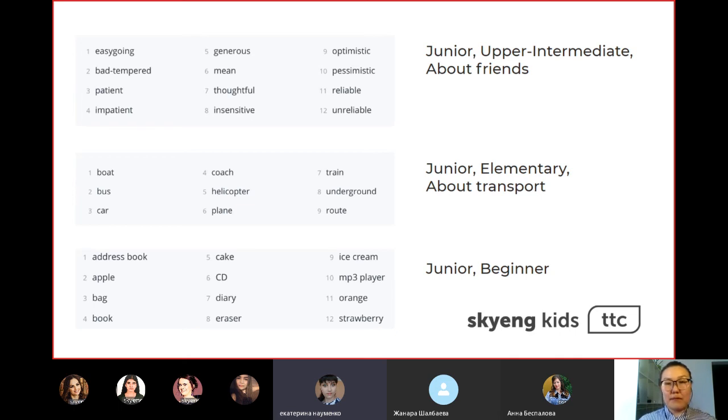So let's put the words into the right column: land transport, air transport, water transport, and so on. Then listen to the dialogue and note which transport they use during the travel. First bus, then underground, something like that.